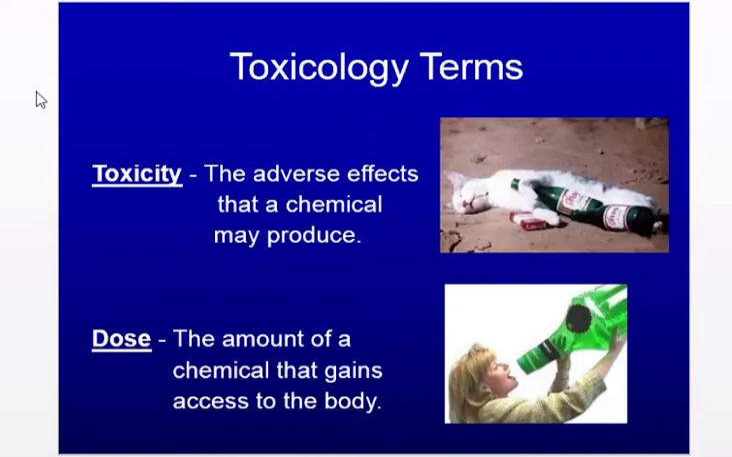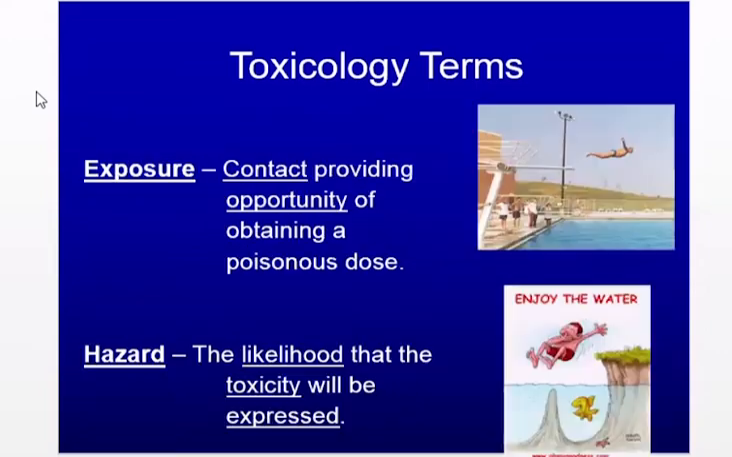When somebody talks about toxicity, basically they just mean the adverse effects that a chemical may produce. That's toxicity. Then in toxicology, when we talk about the dose, it relates to the amount given to the human body, or to the body generally. That's the dose. Then exposure just means the contact providing an opportunity of obtaining a poisonous dose. So exposure is to come into contact with a poisonous substance. Then a hazard is the likelihood that the toxicity will be expressed, right?